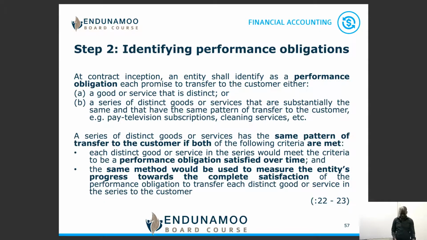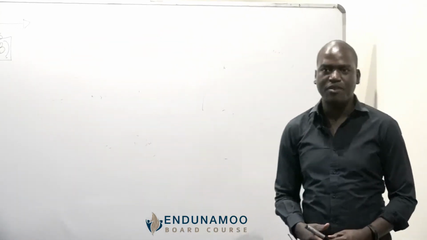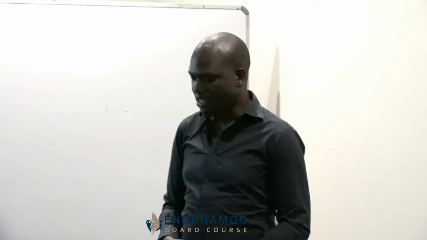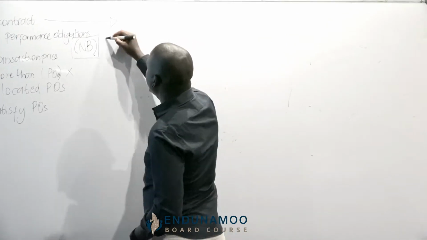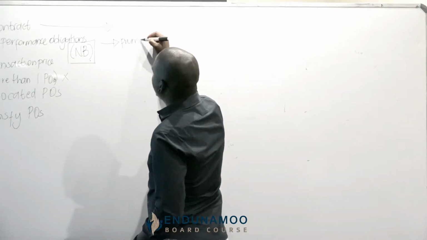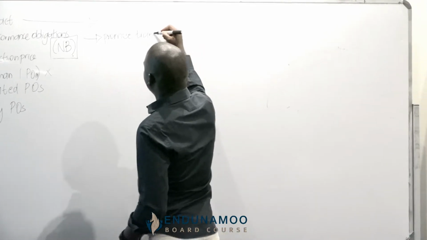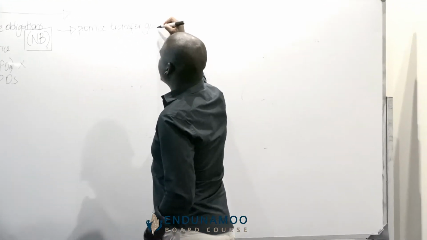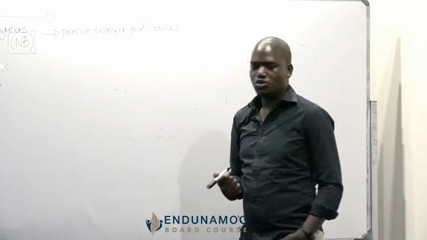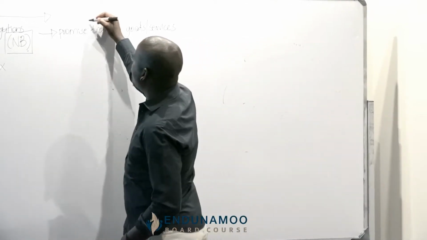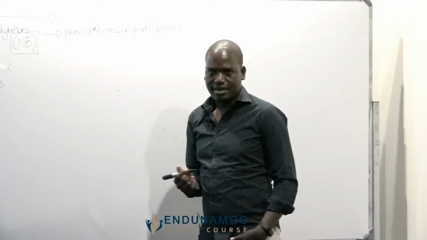So step number 2 says we need to identify the performance obligations in the contract. So now the question is, what is a performance obligation? A performance obligation is simply what? It's simply a promise to the customer to transfer goods or service. So it is a promise to the customer to transfer what? Promise to transfer goods or service. So that is number 1.